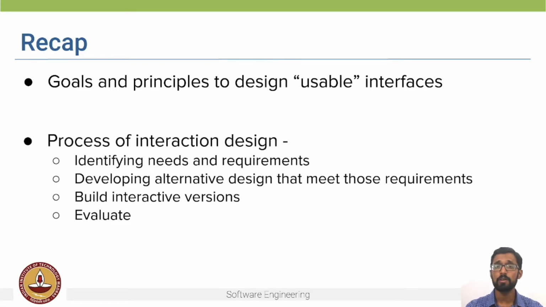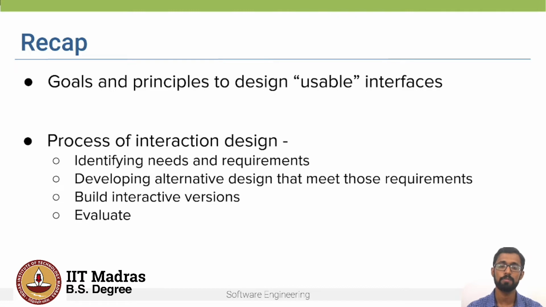Also recall that the process of interaction design involves first identifying the needs and requirements. Then we develop alternative designs that meet those requirements. Then we build interactive versions of these designs. And finally, we evaluate the user interface.